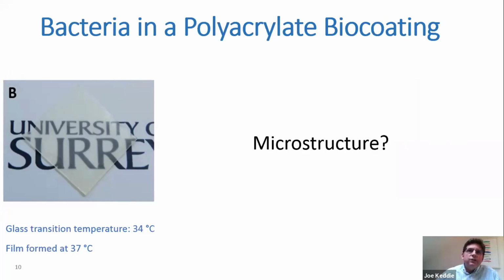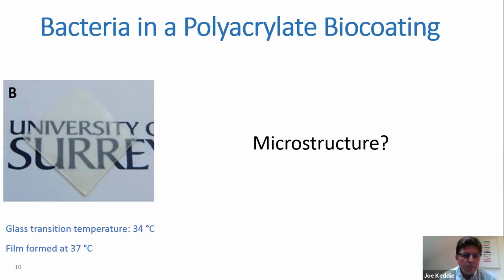And as I showed you in the diagram, we need to get particle deformation and diffusion. So you always have to film form at higher temperatures. So these particular coatings, we chose to film form at 37 degrees C, just in an incubator at that temperature. And that was fine because E. coli can tolerate temperatures up to around 40 degrees C.